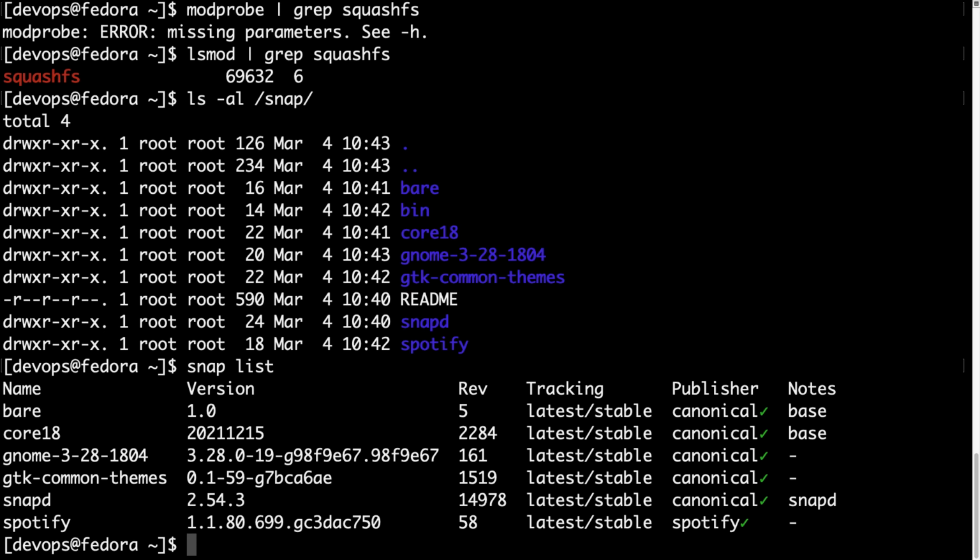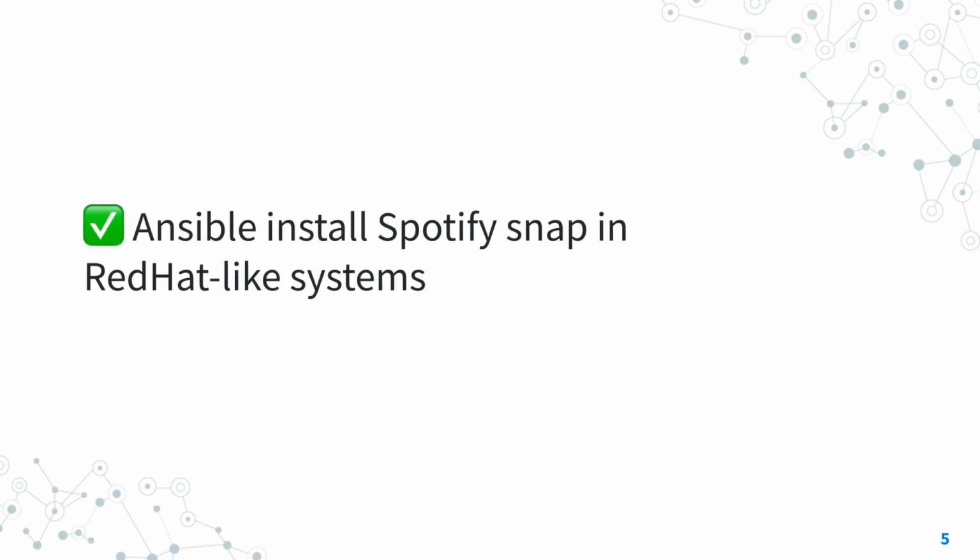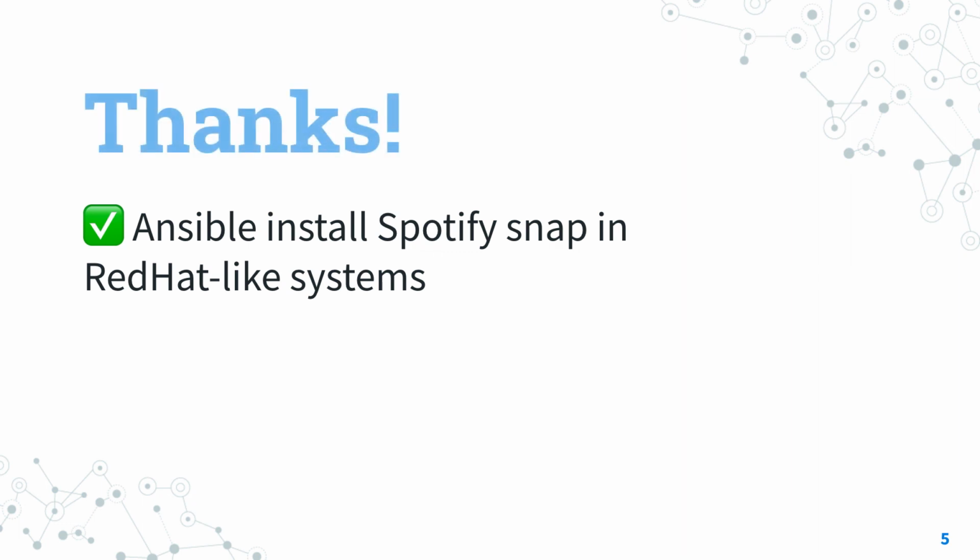As you can see, there is not only Spotify but all the dependent snaps. So great job. We now only need to have fun. You can substitute Spotify with whatever you want and you are ready to go. Good job, Ansible. Now you know how to install a snap on a RedHat-like system with Ansible. I showed you a demo with Spotify, but you probably understand that you can change to whatever snap you like. Thank you for watching.